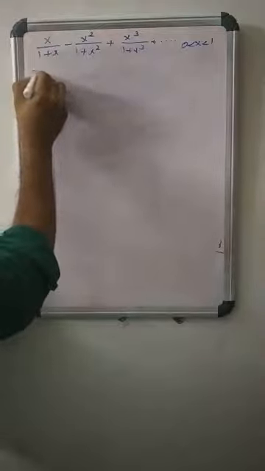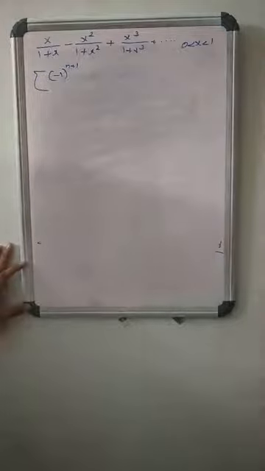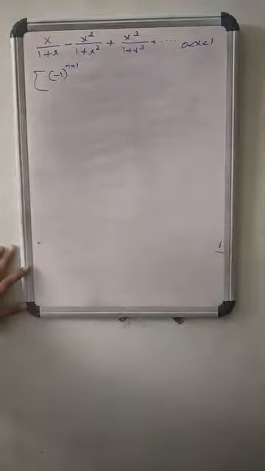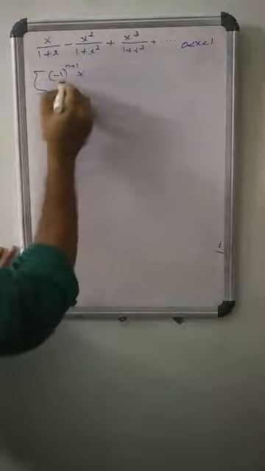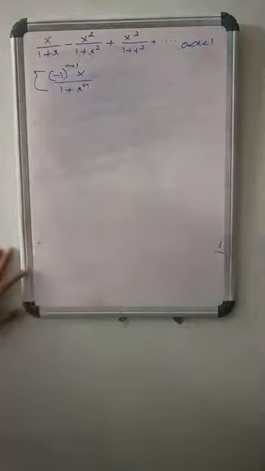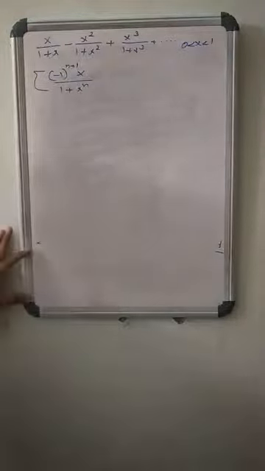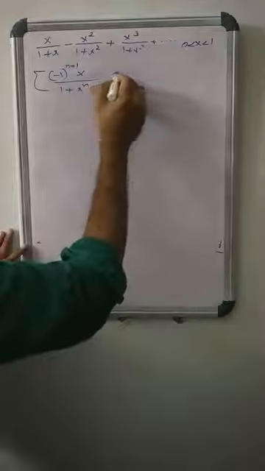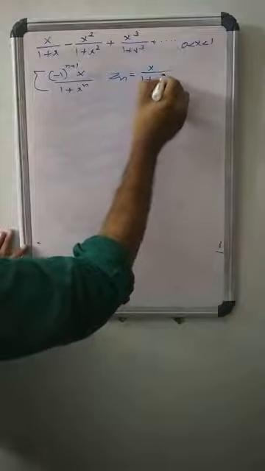So the series is an alternating series. Each term (-1)^(n+1) x^n is all positive or all negative. So it is of the form Σ (-1)^(n+1) x^n/(1+x^n). So what is Zn? Let Zn equal x^n/(1+x^n).